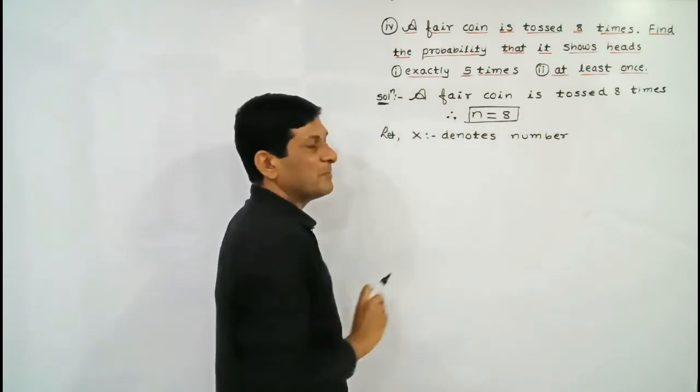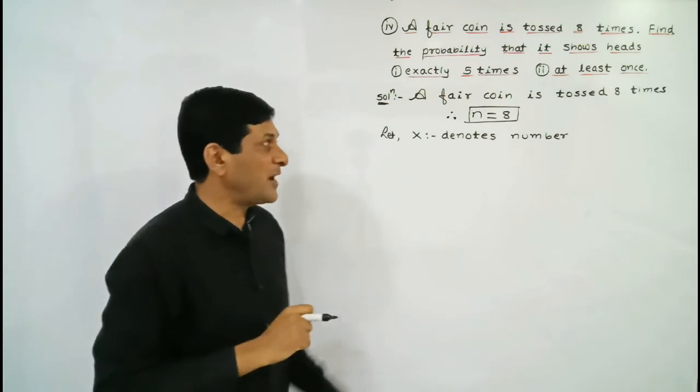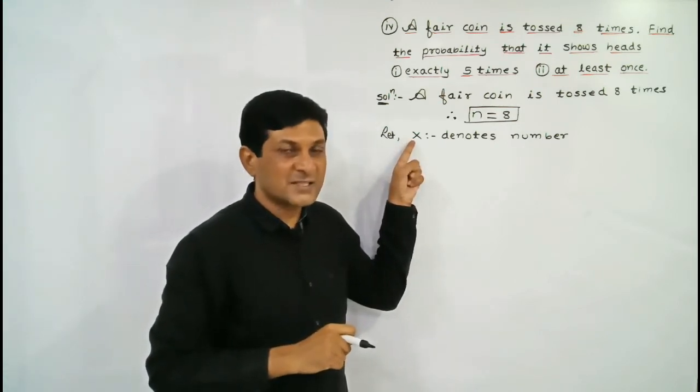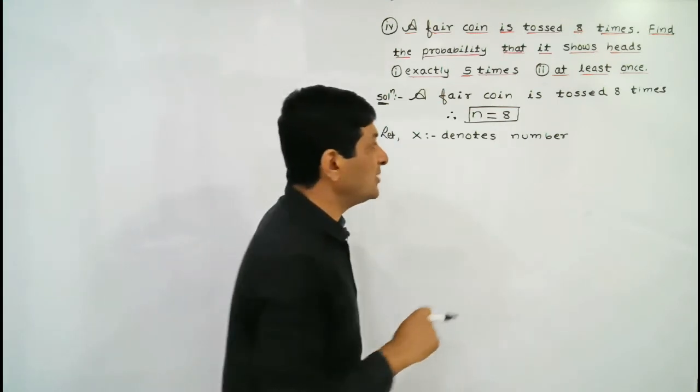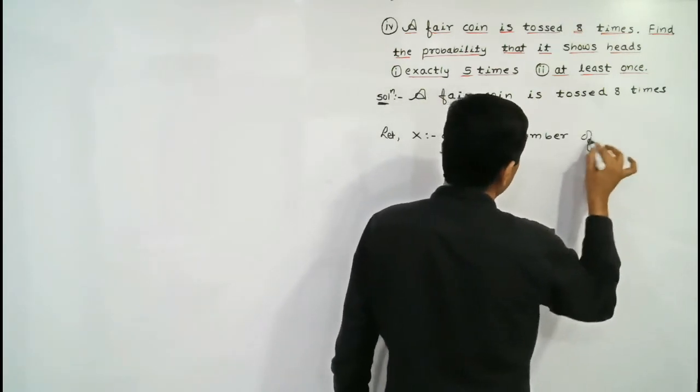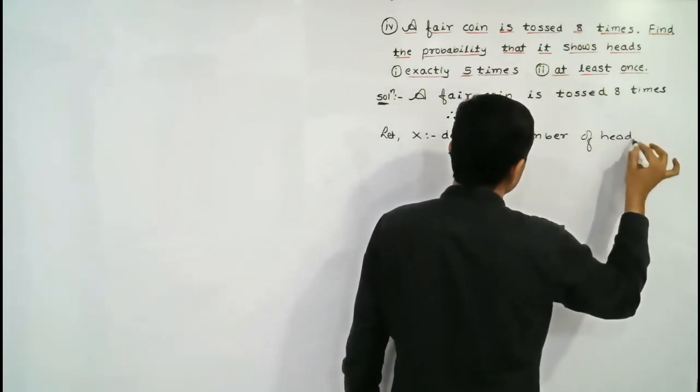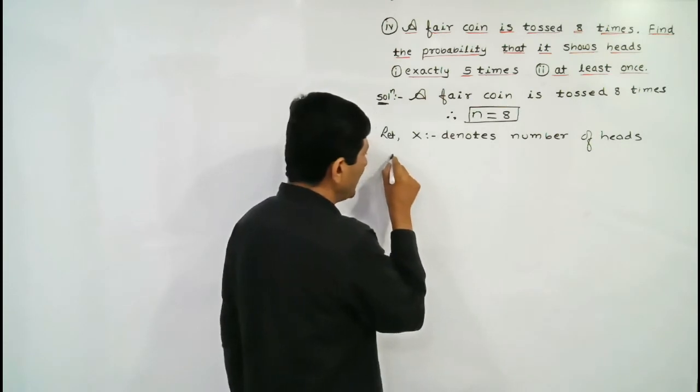Now since our example is related with head, that's why we will denote the random variable x and we will define it as, it denotes the number of heads. Number of heads. Using this, let us try to find out the possible values of x.